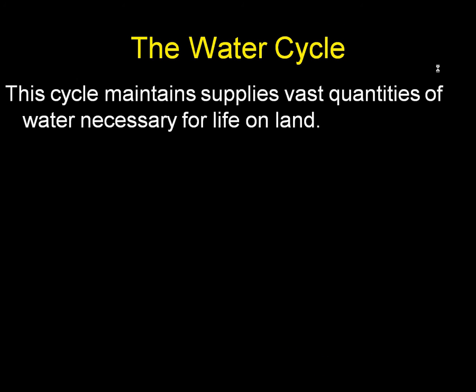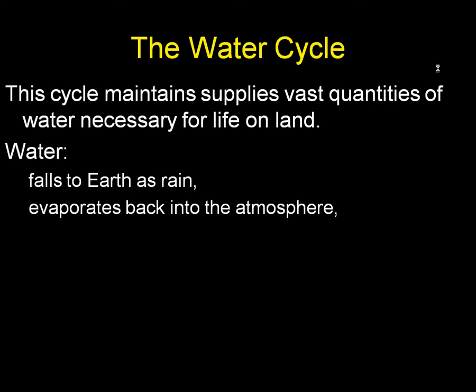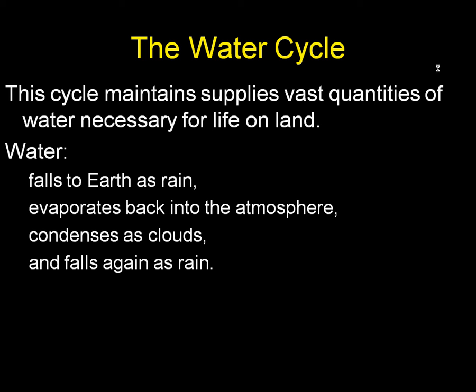The water cycle, for example, is a cycle that maintains supplies of vast quantities of water necessary for life on land. Water falls to Earth as rain, evaporates back into the atmosphere, condenses as clouds, and falls again as rain. So that's an example of part of the water cycle, or one sort of loop of the water cycle.